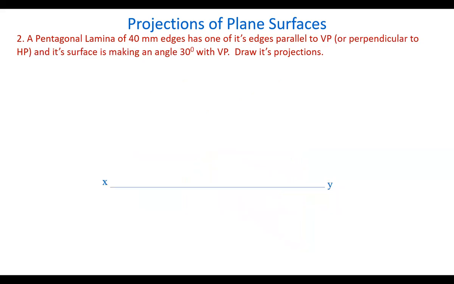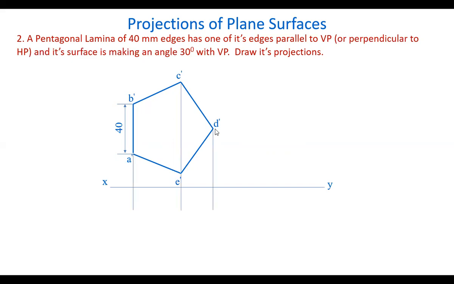Take the reference line. Now, draw the pentagon in the front view first. How? Perpendicular to HP. You take one of its edges perpendicular to the horizontal plane, perpendicular to the reference line. And this edge automatically will be parallel to VP also. We'll see it later. Now, mark the dimensioning and also the points on the surface, A, B, C, D, E. Draw projectors from all the points.